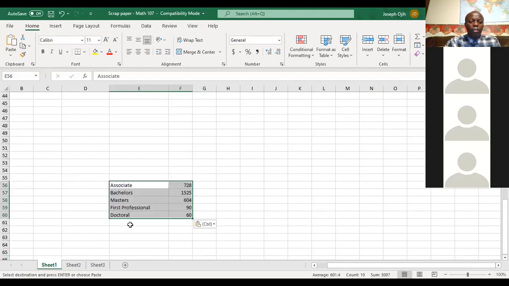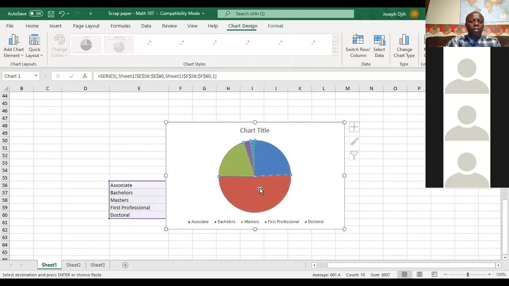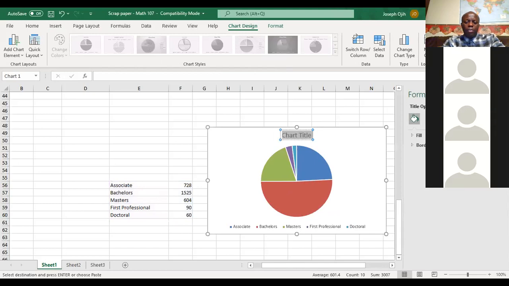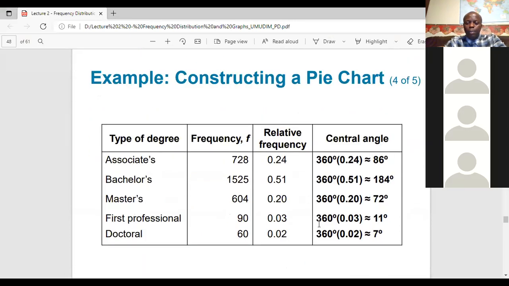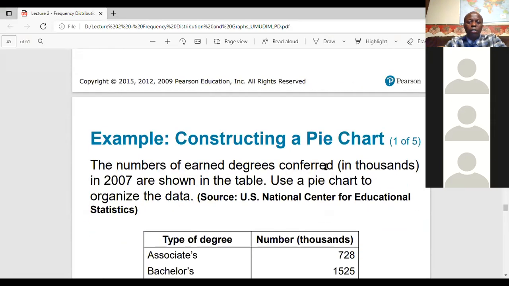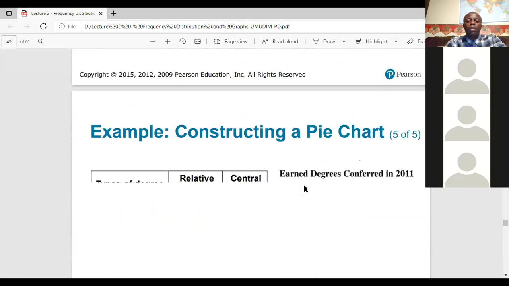Okay. Now, let me highlight it again. It's highlighted, insert, pie chart. Okay, this should be showing up. Okay, this pie chart is for degrees. Let me get the right label for it. Type of degree. So this shows the degrees conferred in 2007.